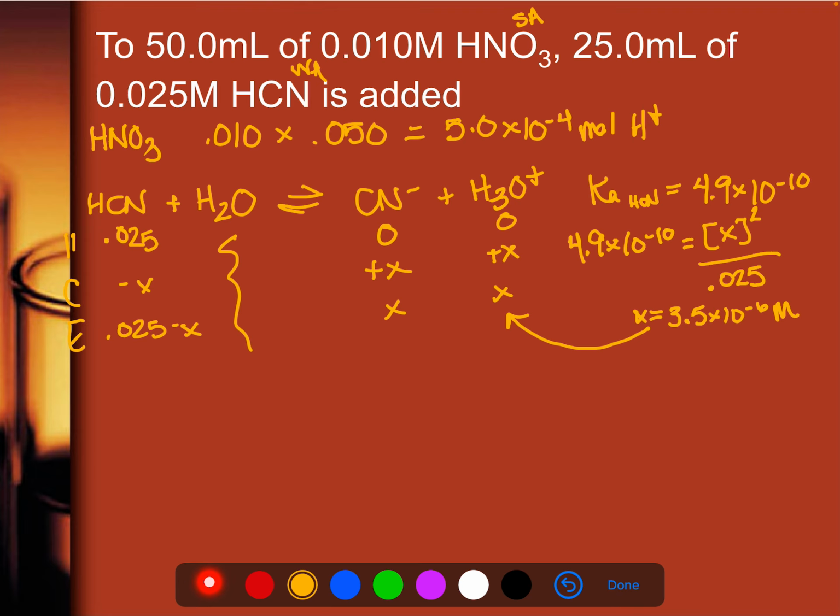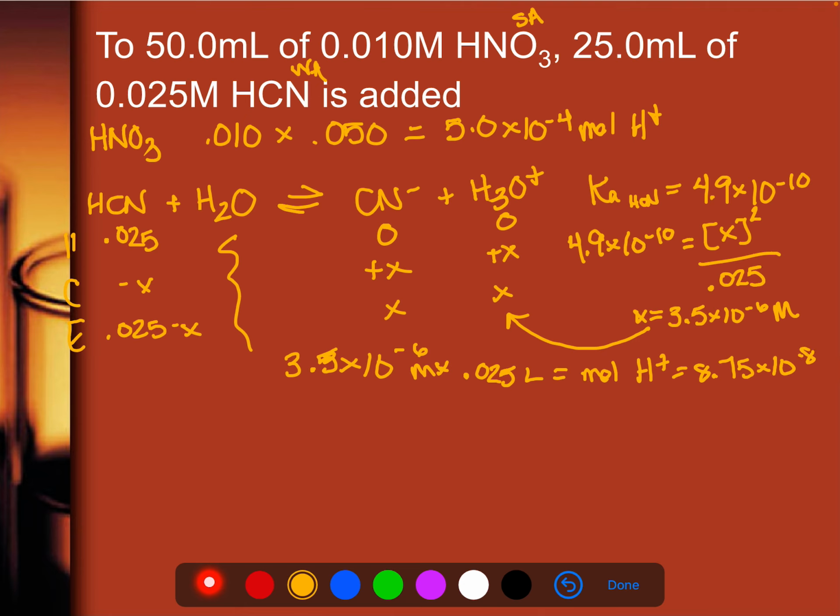In order to combine this with the moles of nitric acid, I would need to change this into moles. So it would be 3.5 times 10 to the negative 6, sorry, I can't read my handwriting, times the volume, where this is 25 milliliters, so 0.025 liters. That would be my moles of hydrogen from this one, which is going to end up being 8.75 times 10 to the negative 8th moles.